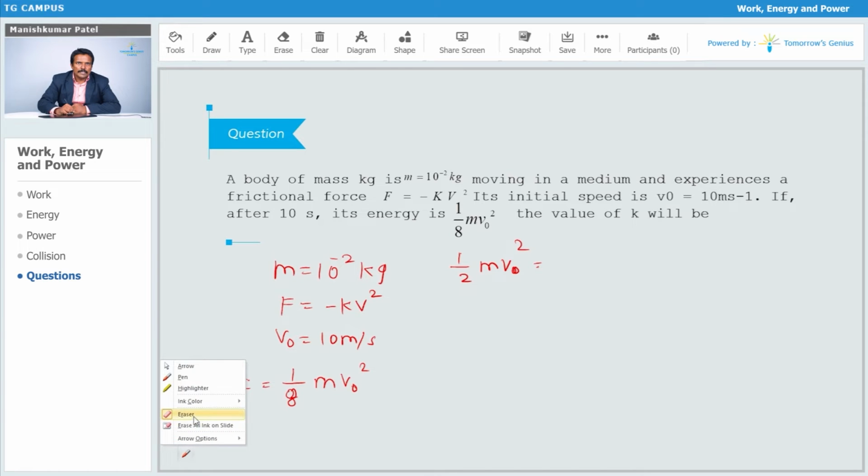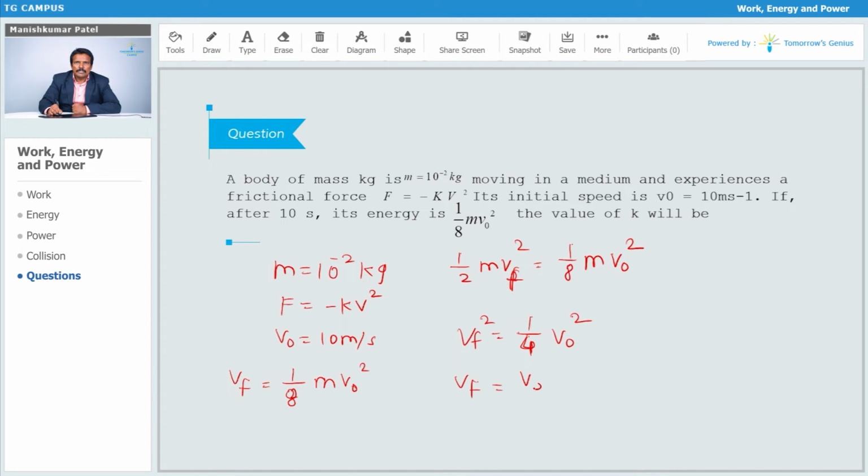So for this particular case, it is nothing but 1 by 8 m v naught square. Generally, this is the final one, half m vf square. So vf square is 1 by 4 v naught square, so vf is equal to v naught by 2.